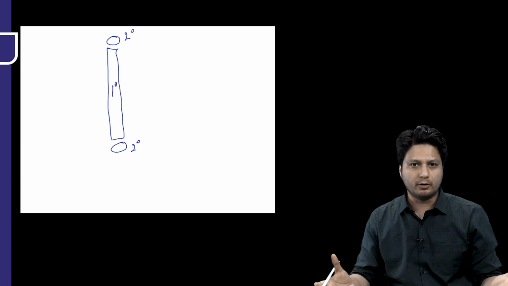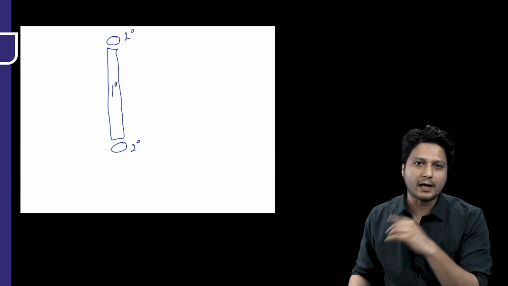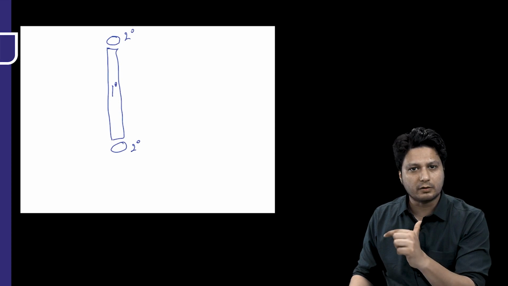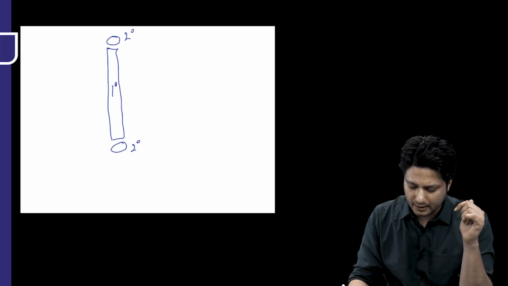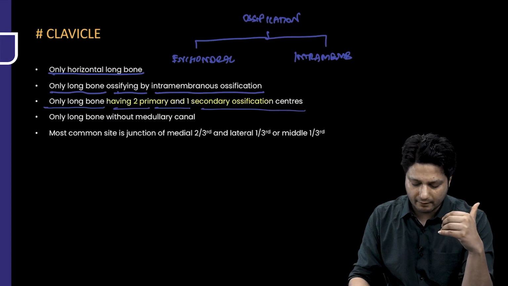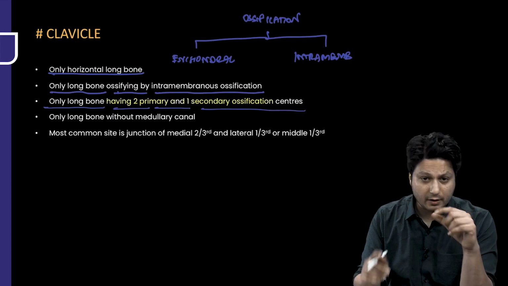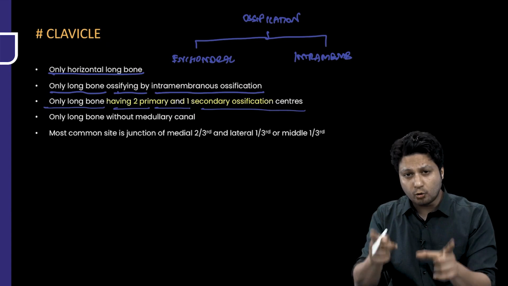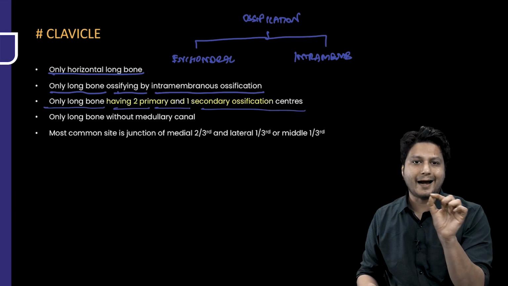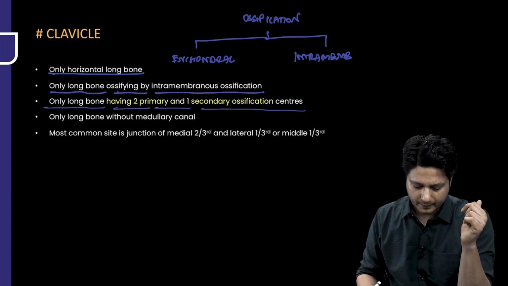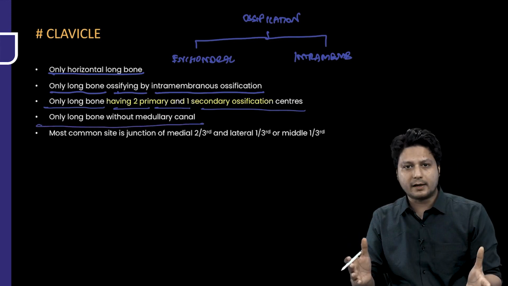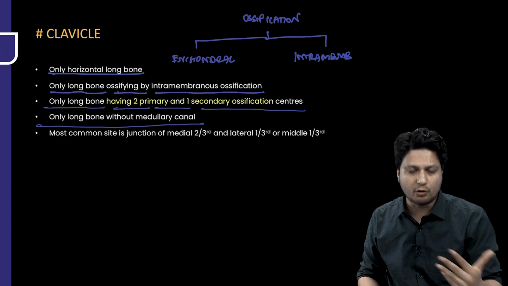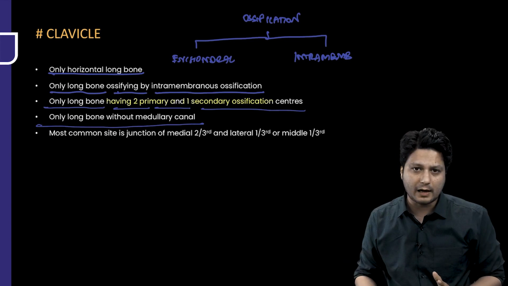Almost all long bones in the human body have this single primary ossification center but two secondary ossification centers. But here the exception is that the clavicle is the only long bone which has two primary ossification centers and a single secondary ossification center. Next, it is the only long bone which has no medullary canal. This again is a peculiar feature pertaining to the clavicular bone.